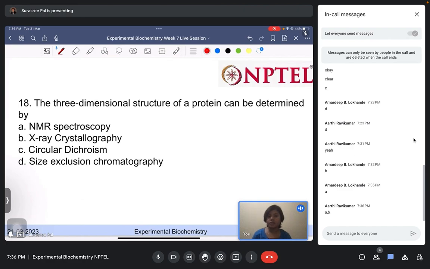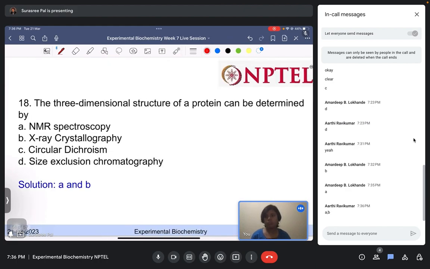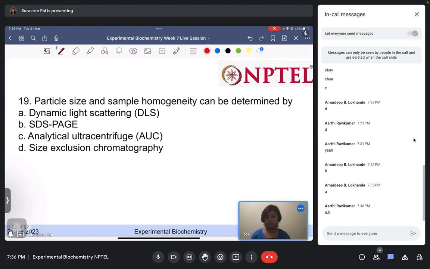Okay, the three-dimensional structure of the protein can be determined by which of the following methods? The correct answer is A and B, by NMR spectroscopy and X-ray crystallography. We can also use cryo-electron microscopy, which is also a very good technique for large complexes of proteins. Next question.